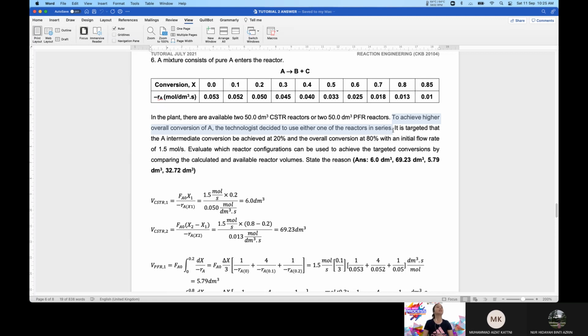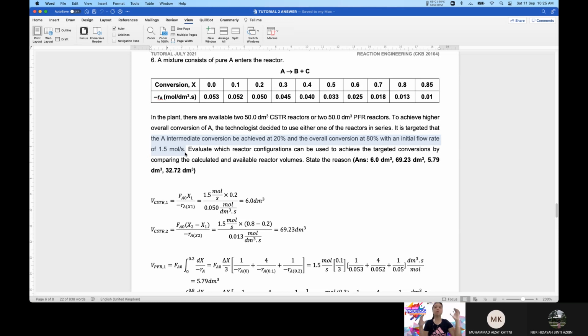Okay, betul dia kata, targeted that A intermediate conversion 20%, overall conversion 80%, initial flow rate 1.5 mole per second. Okay, maksudnya bila kita nak buat selection reactor ni pun, kita kan ada boundaries. And boundaries dia always conversion. Because we talk about reaction, is always conversion. So the boundaries untuk pemilihan configuration ni adalah reaktor pertama mesti capai 20%, X1 0.2, X2 tu 0.8. Okay, so itu boundaries yang kamu kena capai.